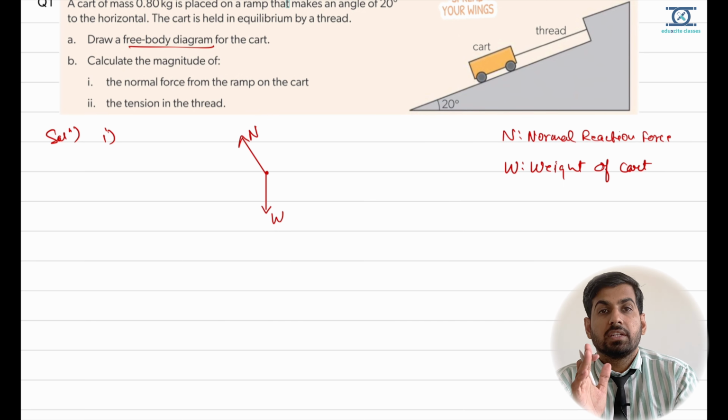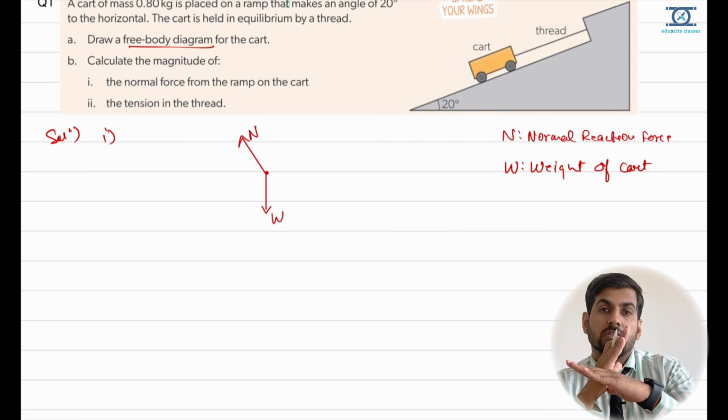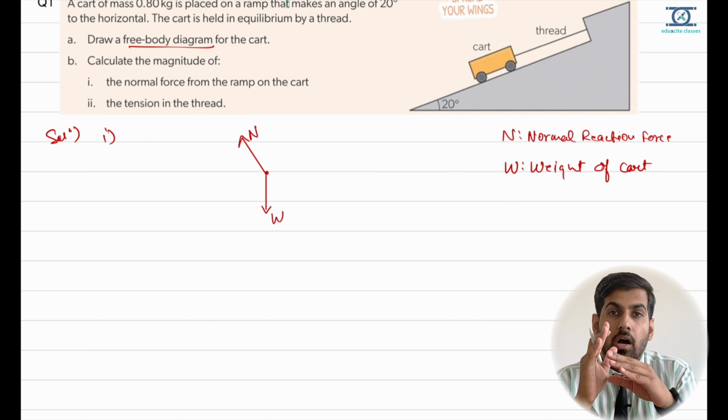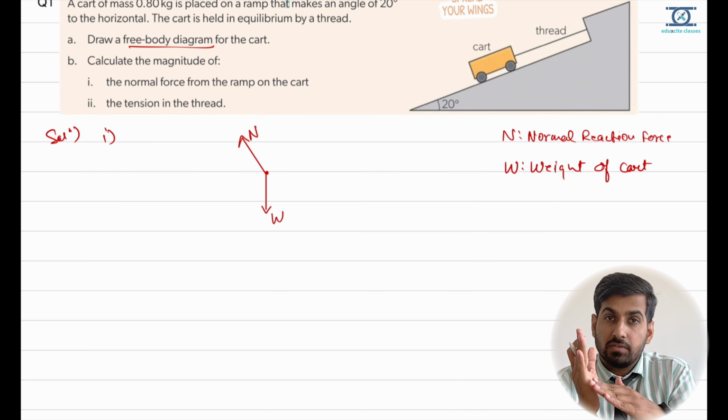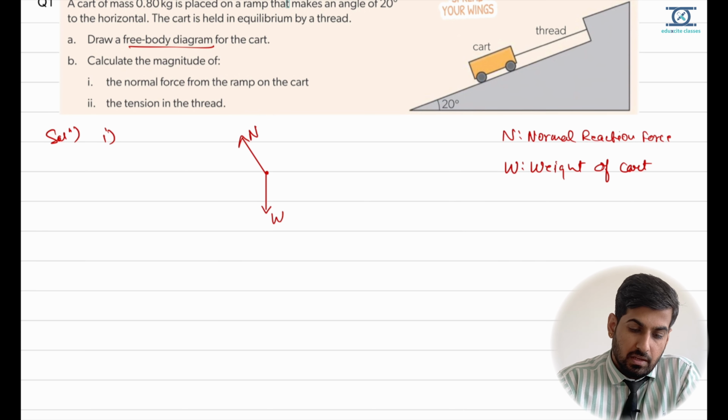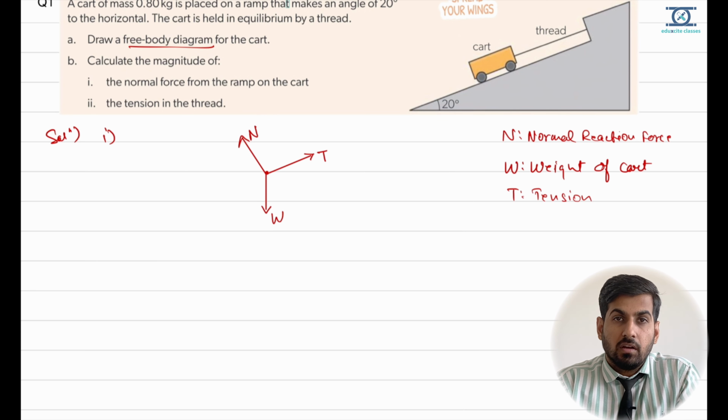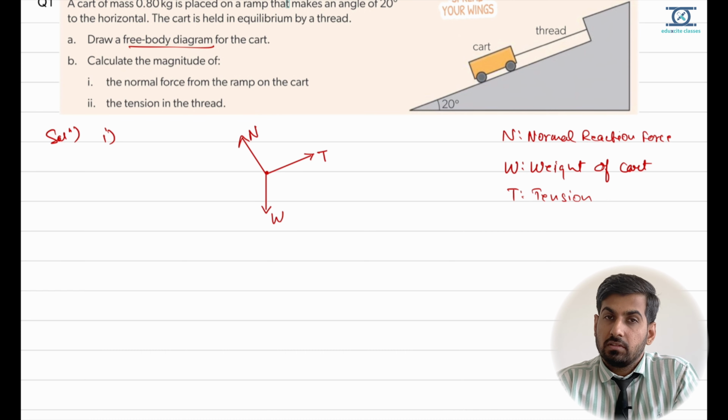The normal reaction force always acts perpendicular to the surface, irrespective of how the object is placed. If the object is in contact with the surface, it will always be perpendicular to the surface, 90 degrees with the surface. Now the thread is being tied, so there will be a tension in this direction. T stands for tension. This is how you can draw the free body diagram of the cart, which is placed on an inclined plane tied with a thread.